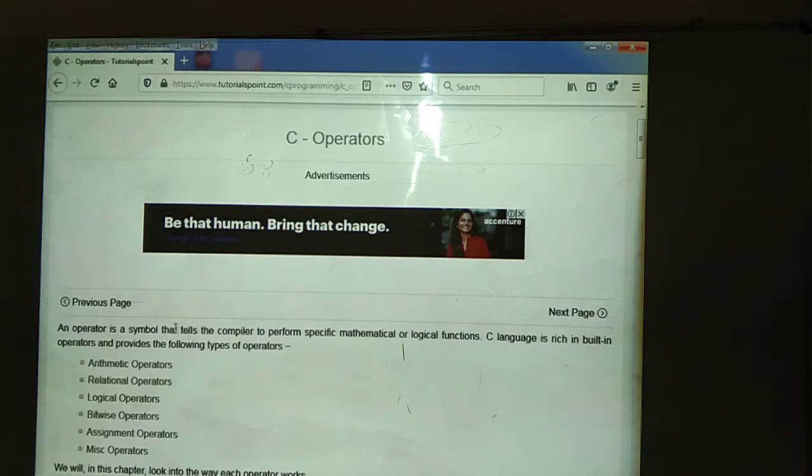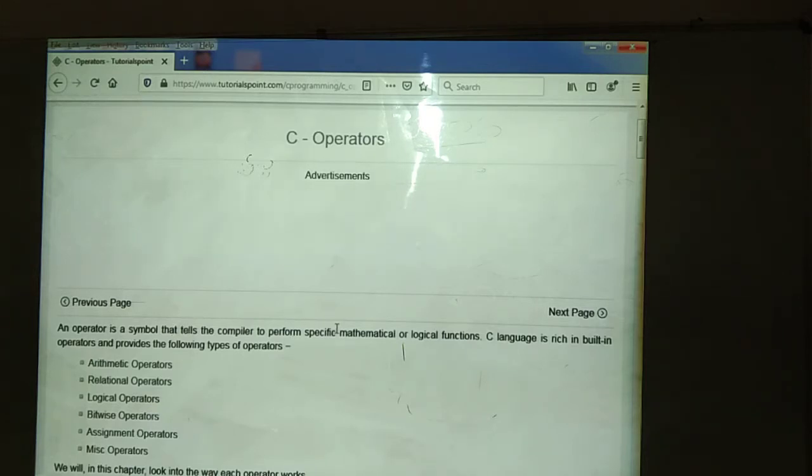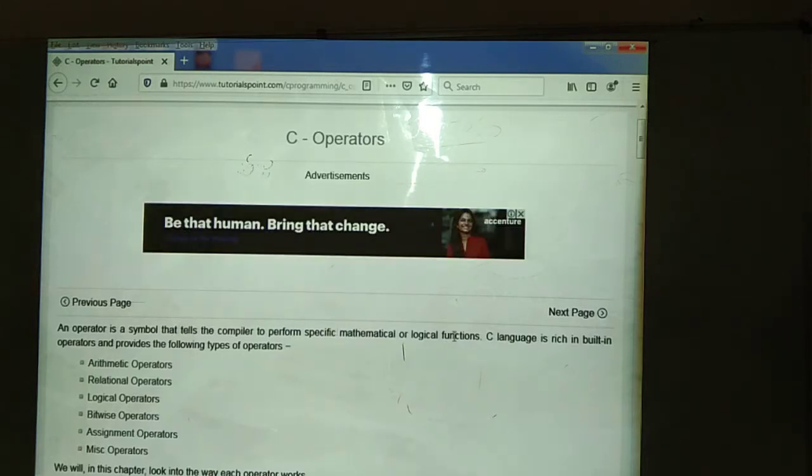What is the use of these symbols? They tell the compiler to perform specific mathematical and logical functions. Mathematical calculations means addition of two operands, subtraction of two operands. Logical manipulation means comparing the data of one operand to another operand. That is the use of the operator.